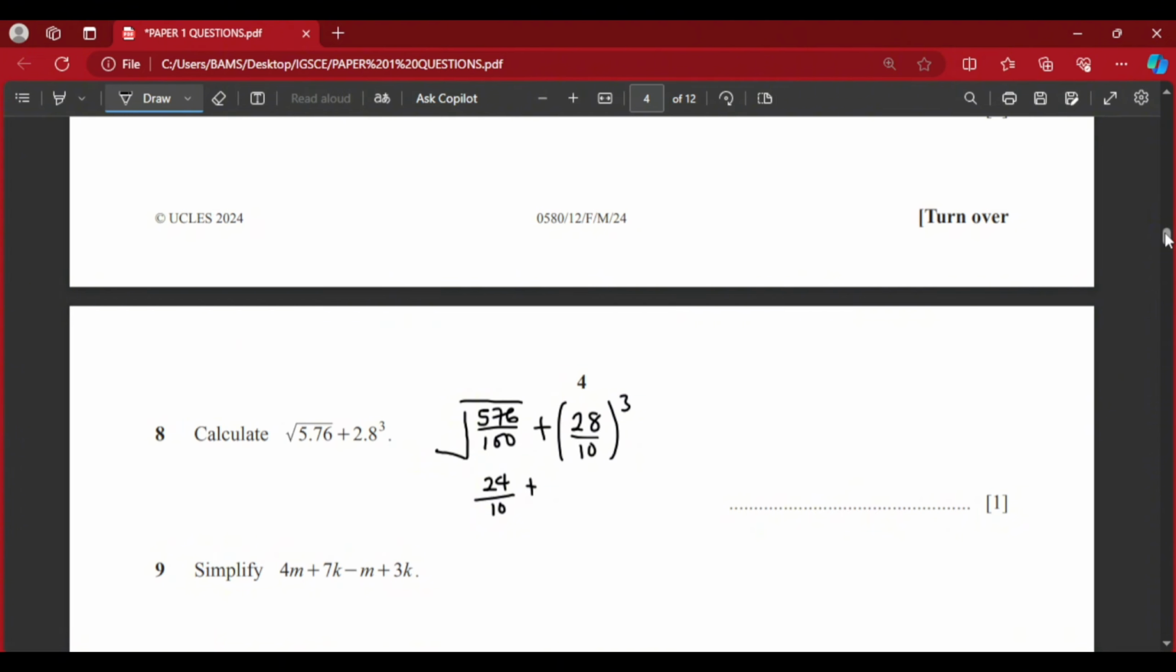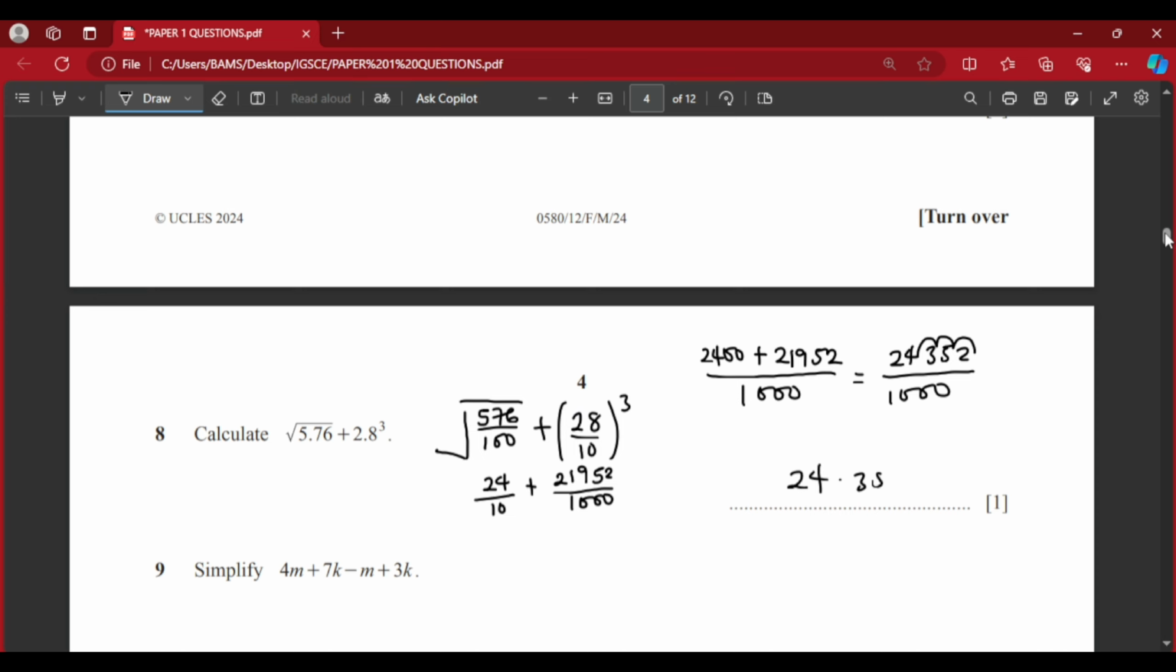Okay, so that's plus the cube of 28. If you put it in your calculator, that should give you 21952, then over 1000. Okay, so you find the LCM of that. The LCM should be 1000. So 10 in 1000 should be 100 times the one up there. So that will be 2400 plus 21952. If you add this together, you should have 24352. Okay, so 24352 over 1000. So if I'm to add the decimals, that is 1, 2, and 3. So our final answer for this one should be 24.352. And that's just how to solve it.